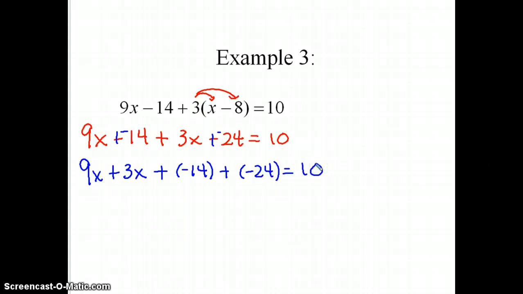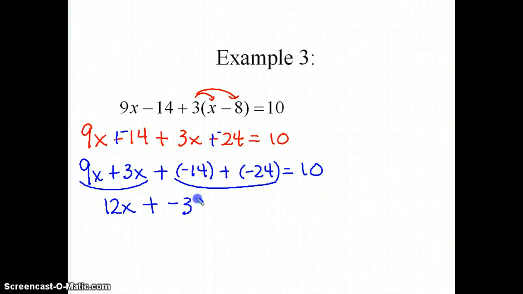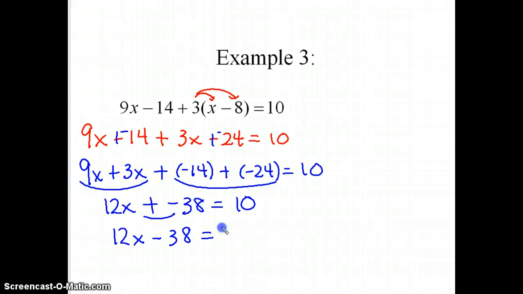That equals 10. Starting with the x's, I end up with 12x. And then with my constants, I have negative 14 plus a negative 24. That is a negative 38 is equal to 10. Once again, I have the double sign, so I'm going to change that. So I have a single sign, 12x minus 38 equals 10. I want 12x by itself, so I'm going to add 38 to both sides. When I add 38 to both sides, I end up with 12x is equal to 48.